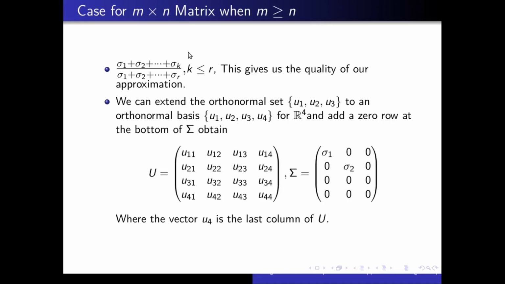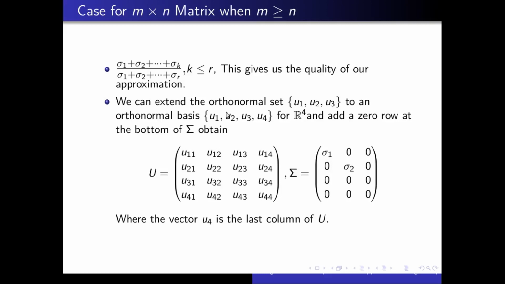So we check if our approximation is good by looking at this ratio of the sum of the first K singular values divided by all the singular values. So this will tell us how good our approximation is, the quality of our approximation.